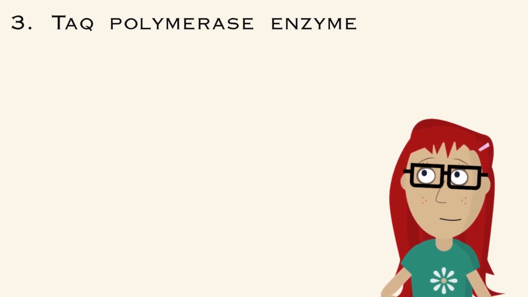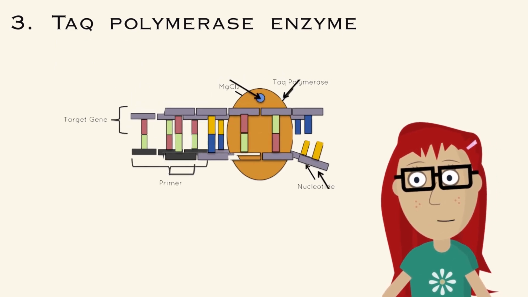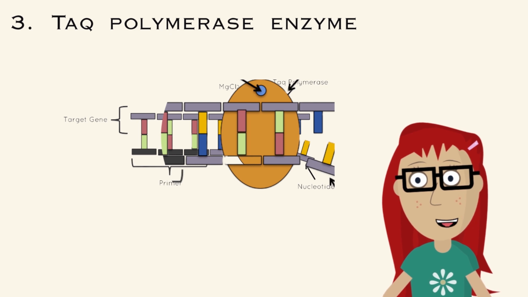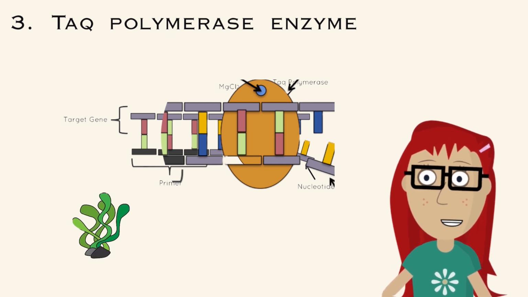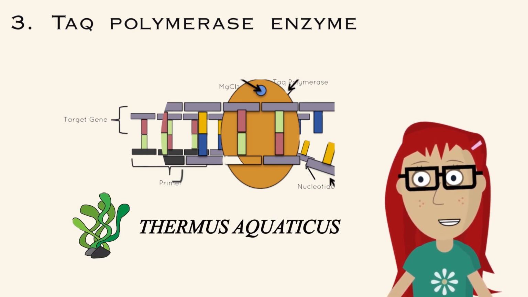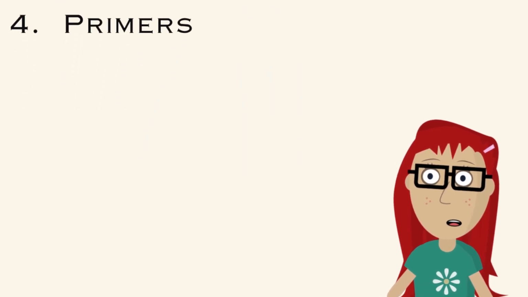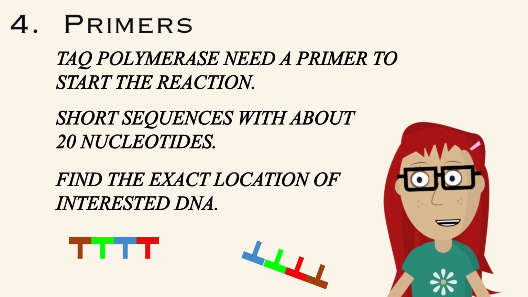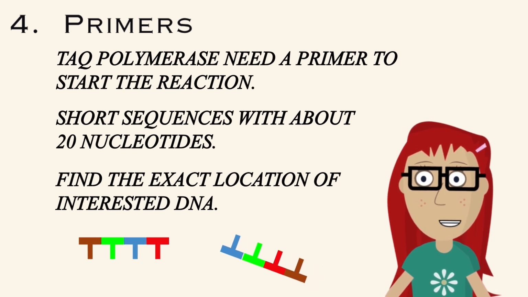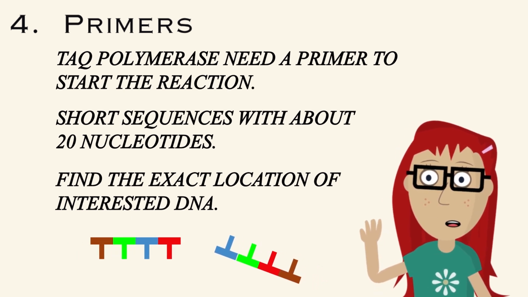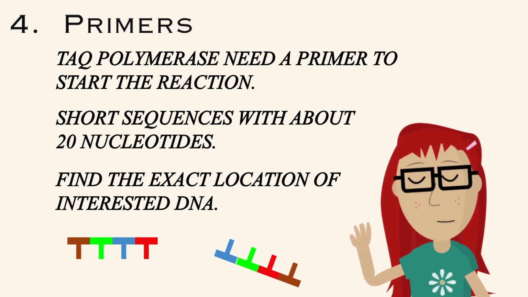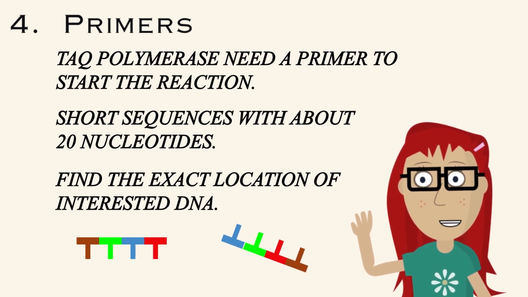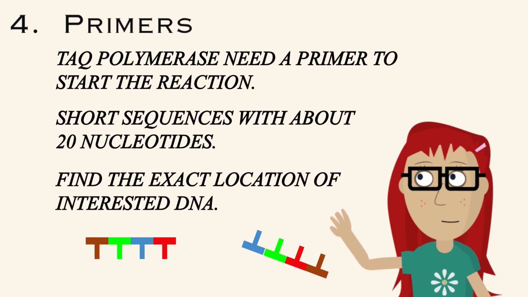Polymerase enzyme. This is a type of DNA polymerase which has high thermal stability. It was extracted from the bacterium Thermus aquaticus. Primers. As polymerase is a type of DNA polymerase, it still needs a primer to start the proceedings. Primers are short sequences with about 20 nucleotides, and they help to find the exact location of DNA to be amplified.